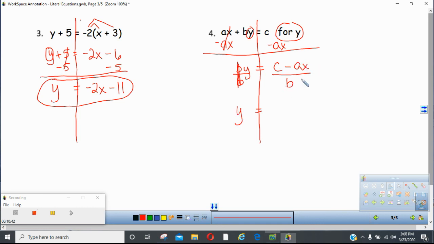Okay, what does this mean? I don't know. I just simply did this. Okay, and so don't worry about what it means other than the fact that you were able to get this by itself. And so your answer would be c minus ax, all that over b.